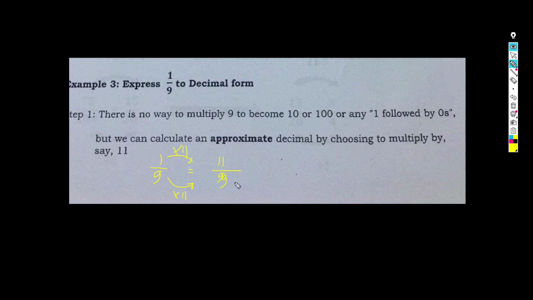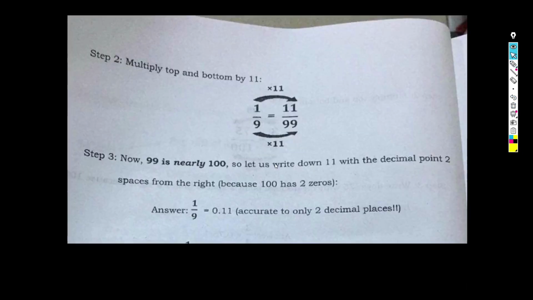Which is 99 is near to 100. So actually, if 100, two zeros, right? So 1, 1, two decimal places, and then the decimal point here. Actually, this is approximate only to two decimal places. Okay, let's go to the next. You can see that is just the same, 0.11 or 11 hundredths. Okay, you can see that here. Good, because it has two zeros, 100.